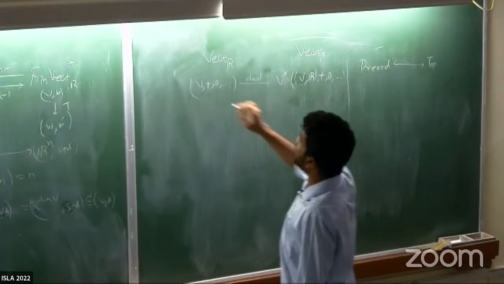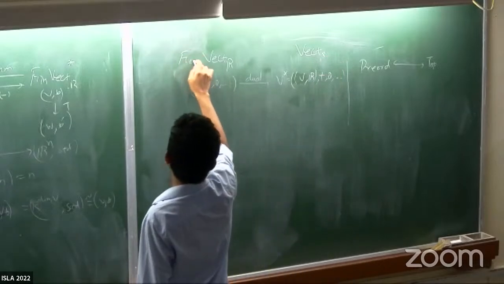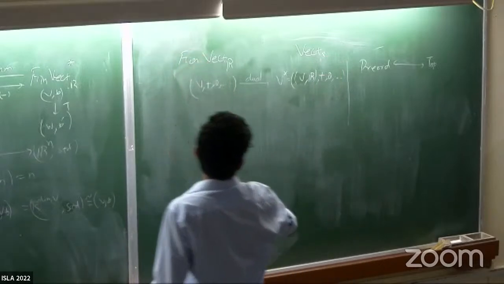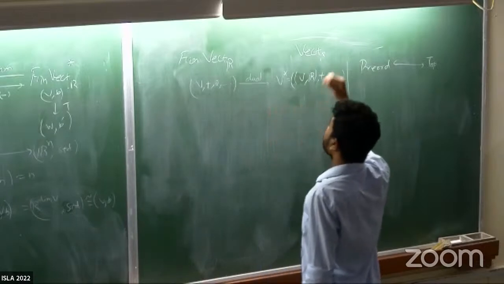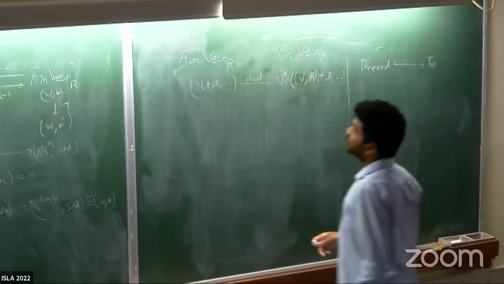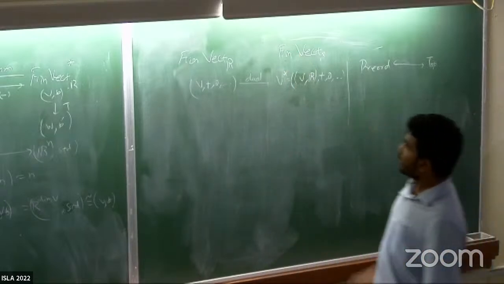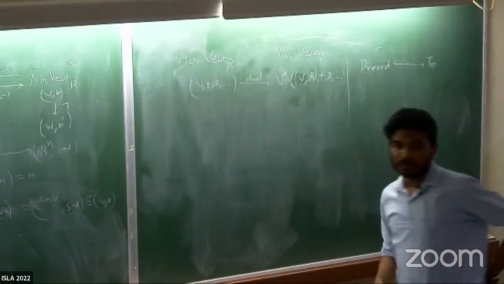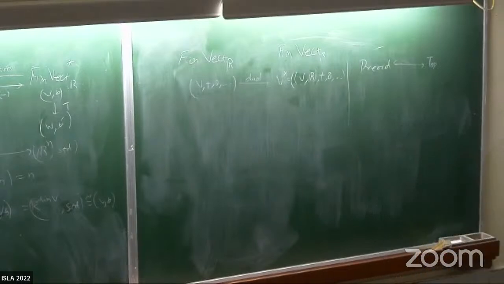Okay, for the moment, let's consider finite dimensional only. I don't want to go into a discussion which is complicated. So let's make our life simple. Finite dimensional. So you have given me this dual. Is this a functor? Do you think?